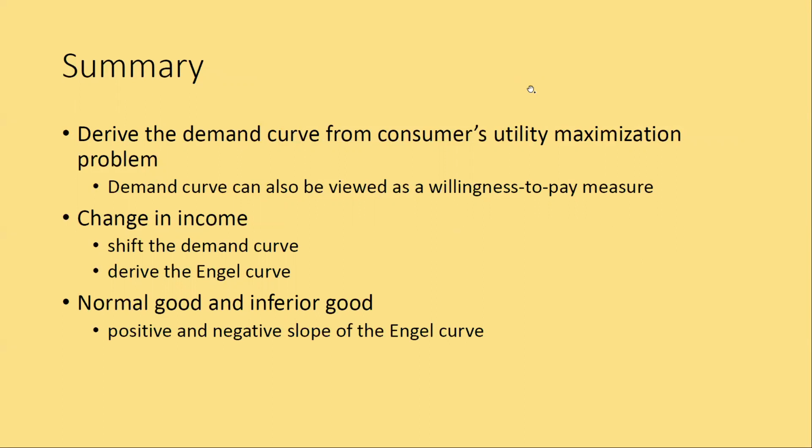To summarize what we did in this video, we derived the demand curve for the consumer based on the utility maximization problem. And we described that the demand curve can also be viewed as a willingness to pay measure. It tells us that at different levels of consumption of each good, how much the consumer is willing to pay for an additional unit of the good.